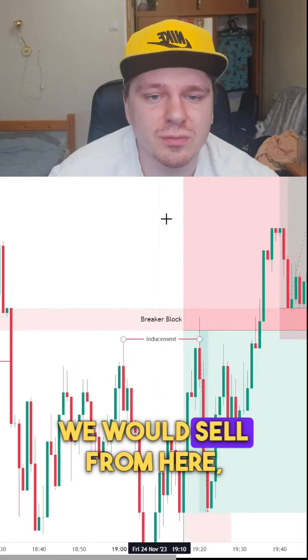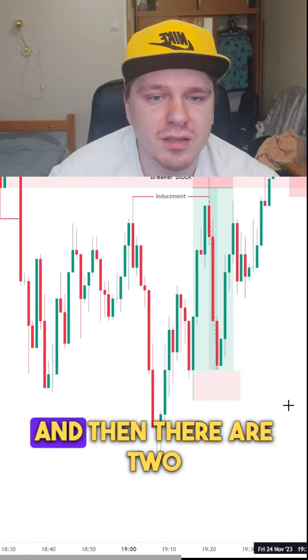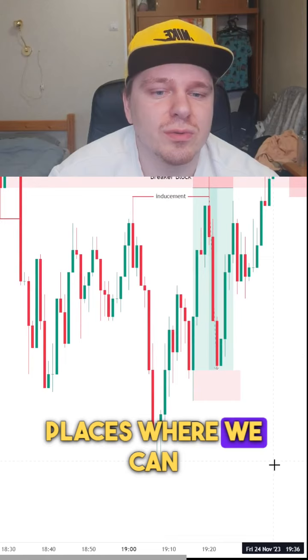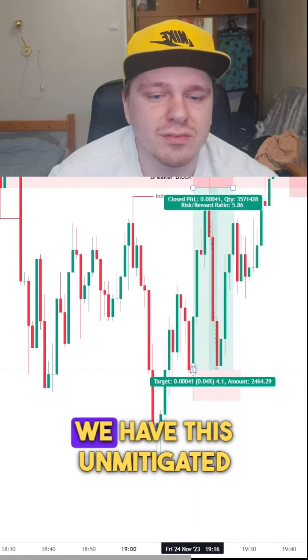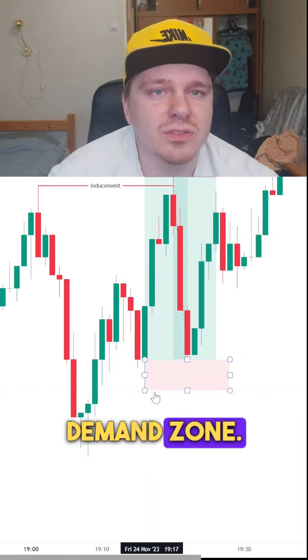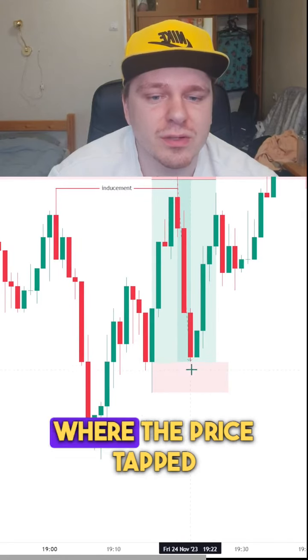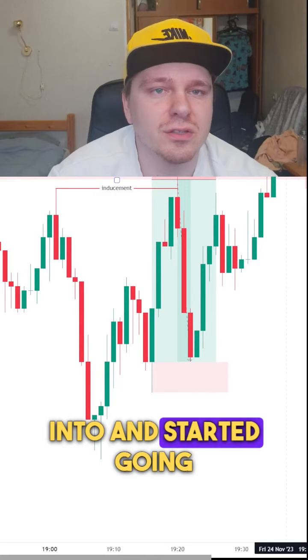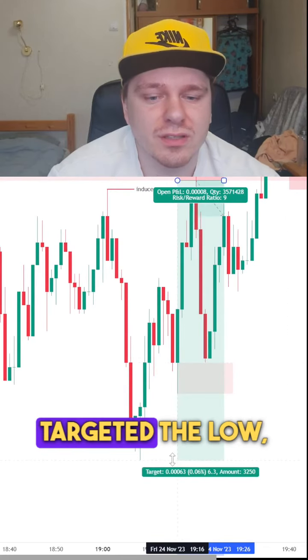We would sell from here, stop loss above. And then there are two places where we can target. First of all, we have this unmitigated wick, which would serve us as a demand zone. And this is exactly where the price tapped into and started going up. Or we could have targeted the low.